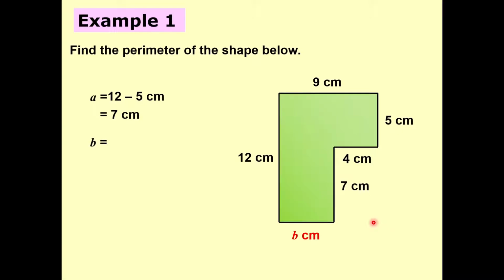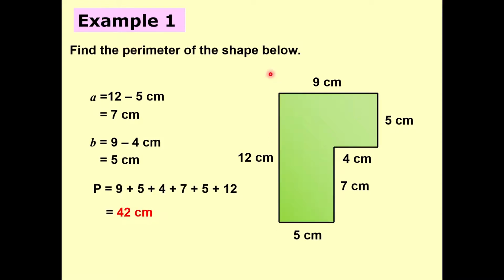And then to work out B, we know from side to side is 9 centimeters, but part of it is 4. So from about here to here is 4. So what is the rest? Well, we can do 9 take away 4 to work out that B is 5. Now we have all the sides and we just need to add them all together to get the perimeter. So we add them all together and the perimeter is 42 centimeters. And our units are in centimeters because we're measuring a length.